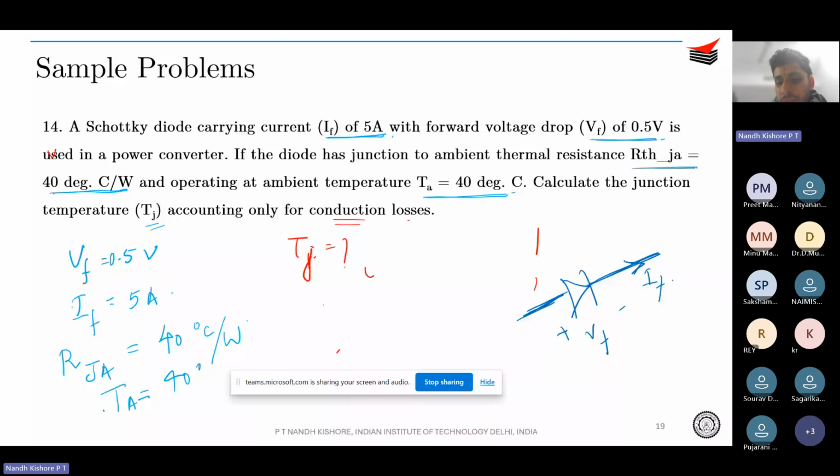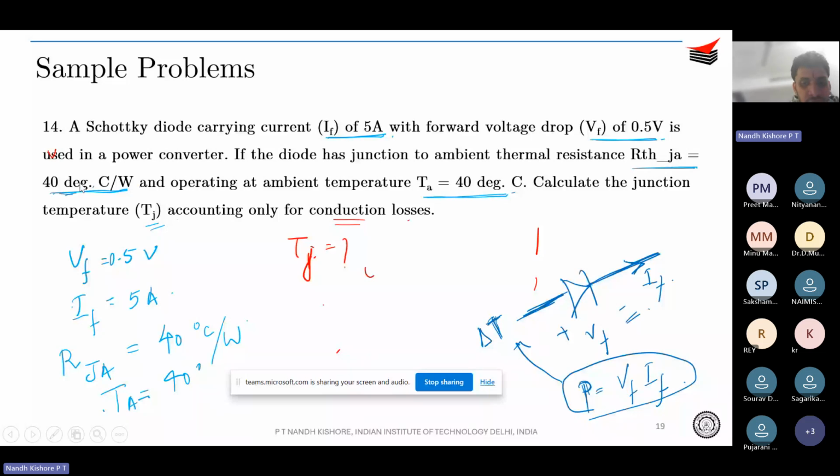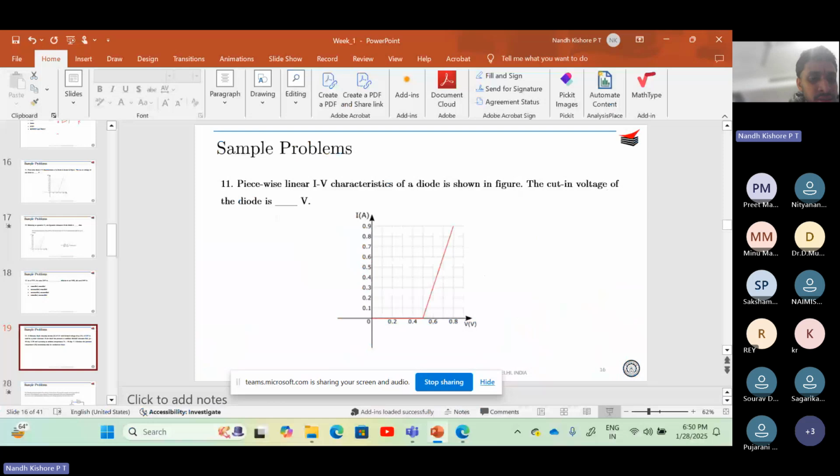So you of course know that there is going to be some power loss, right? Because there is a voltage drop and there is a current flowing across the device. So be it any circuit component, if there is a V into I, there is going to be a power loss, right? Power loss is going to be Vf times If. So this power loss will indeed result in an increase in the temperature. That is, there will be a delta T, right? This power loss is actually going to cause a temperature rise. How do you relate that with the thermal resistance, right? So let me use a new slide.